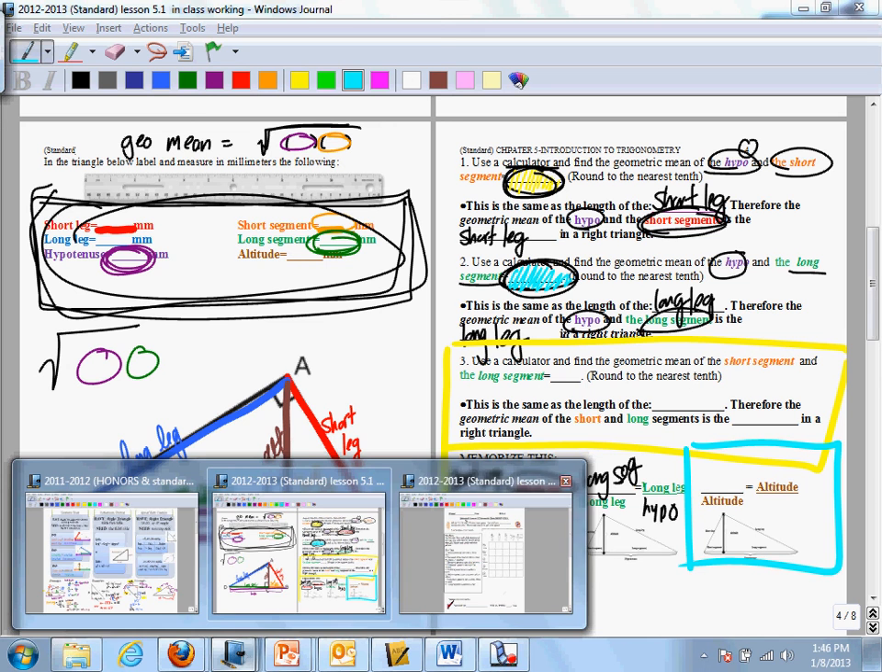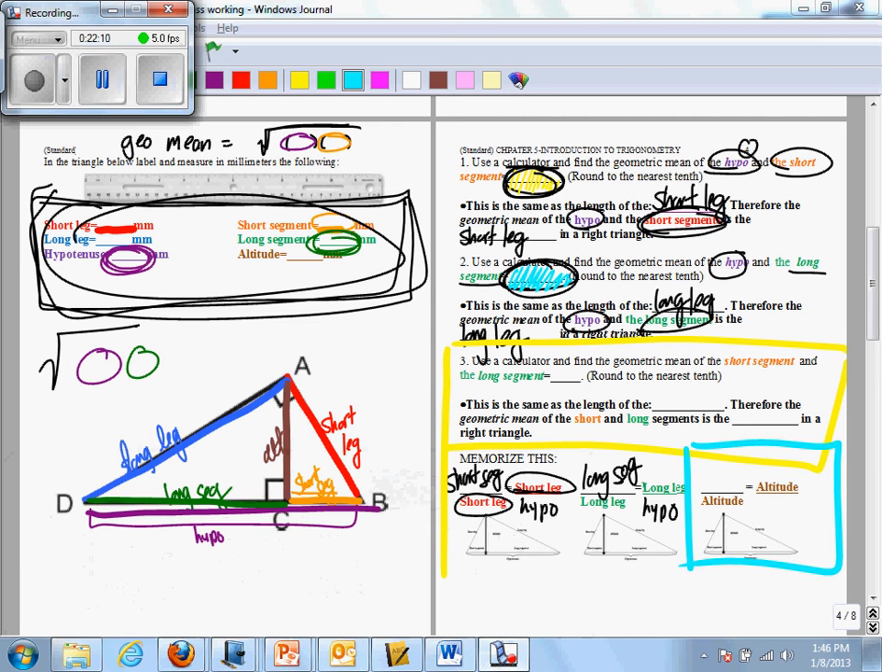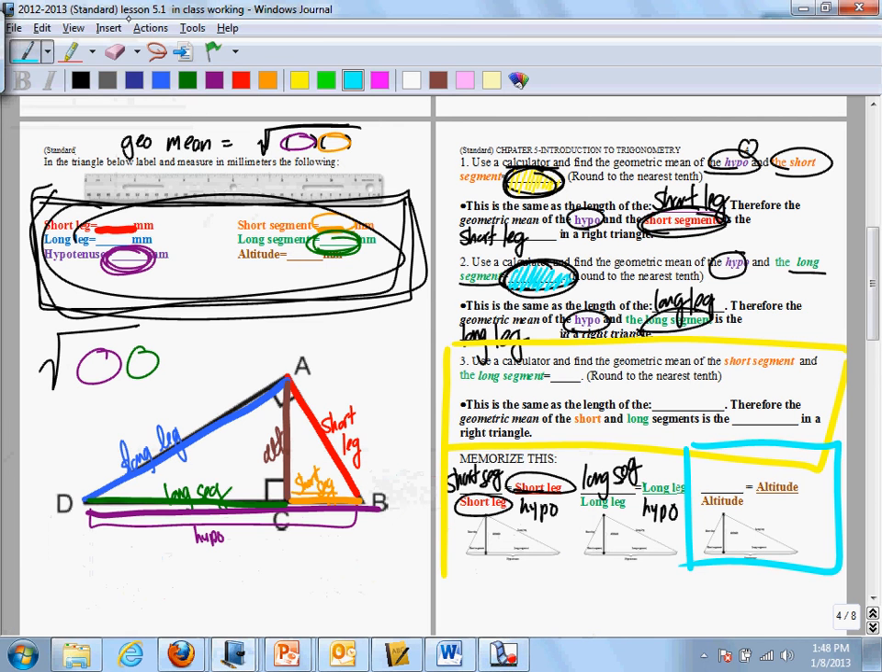Yeah, basically. I made today pretty short. Check your work. This should read short seg over the altitude equals altitude over long seg. You get it? Yeah? Okay. You've earned a break. So everybody stand up.